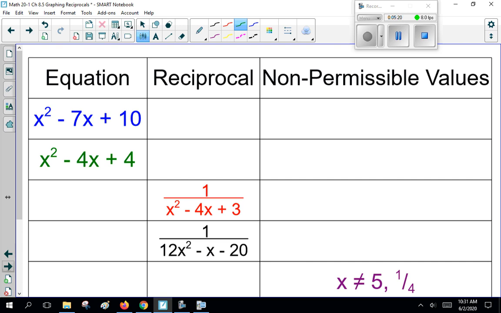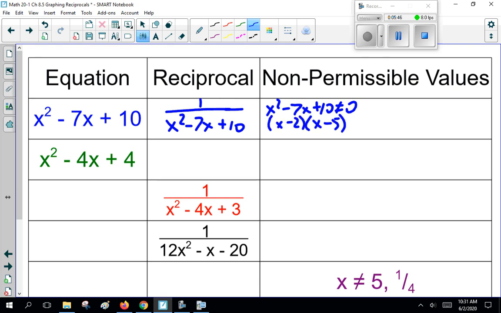Now, a couple things to point out here. If I give you the equation, you can figure out the reciprocal. 1 over x squared minus 7x plus 10. Now, the non-permissible values: x squared minus 7x plus 10 can't equal 0. That's x minus 2 times x minus 5 cannot equal 0. x minus 2 can't equal 0, so x cannot equal 2. x minus 5 cannot equal 0, so x cannot equal 5. So my non-permissible values are my asymptotes.